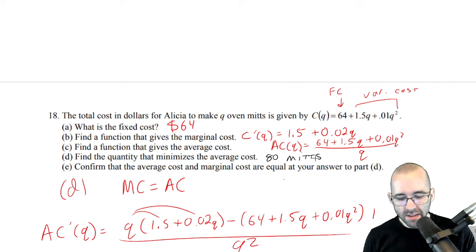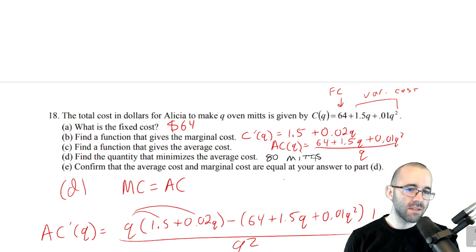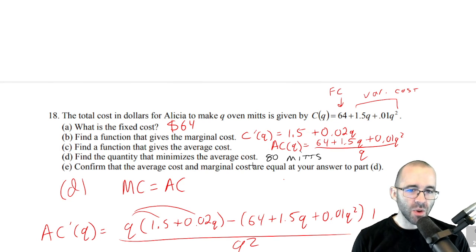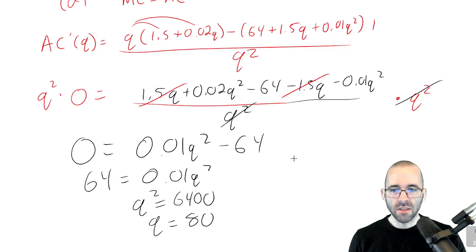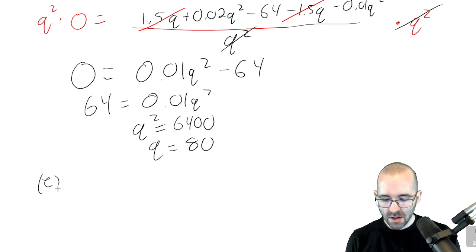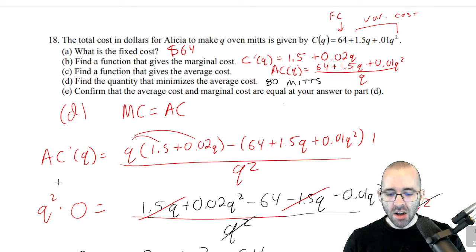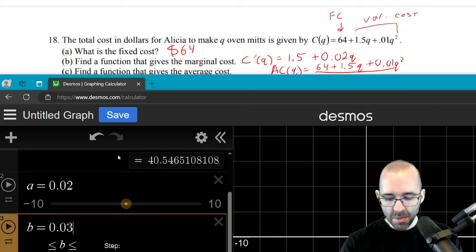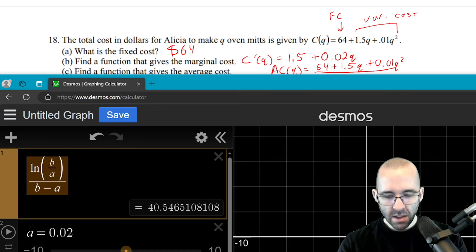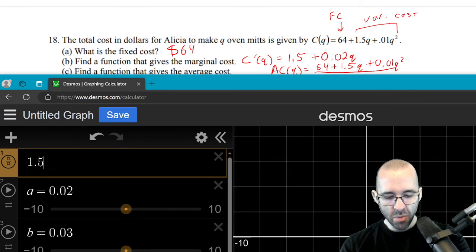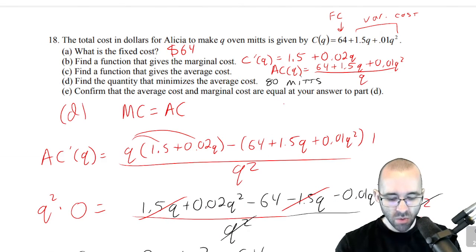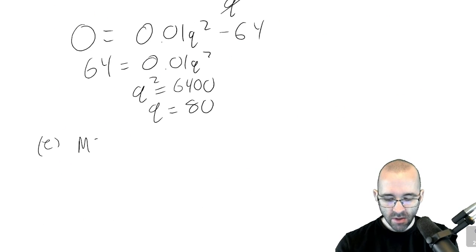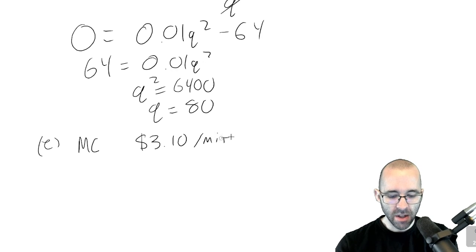Confirm that the average cost and marginal cost are equal. Oh, okay. So they actually wanted us to do it this way. Well, let's find the marginal cost, for E. The marginal cost, when we're producing 80 mitts, well, the marginal cost is 1.5 plus 0.02 times 80. Marginal cost is 3.1. Right, marginal cost, $3.10 per oven mitt.